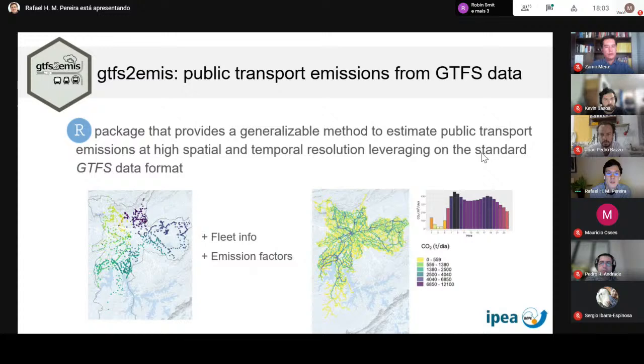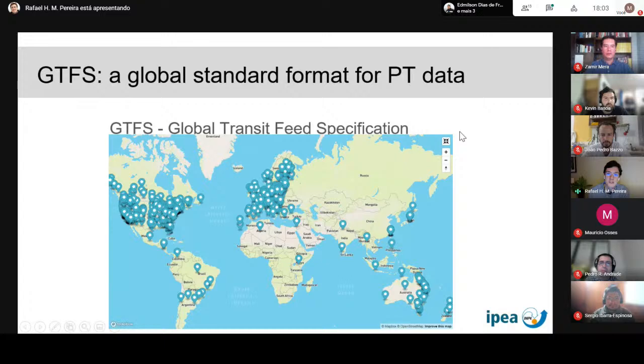For those who are not familiar with GTFS, GTFS stands for General Transit Feed Specification. GTFS is basically a global standard format for transport agencies to disclose their public transport information. So we have nowadays thousands of local transport agencies across the globe that share their public transport data in GTFS format. This is the standard data format that is consumed by mobile apps, Google Maps, OpenTripPlanner, R5, and many other routing engines that we see in the wild.